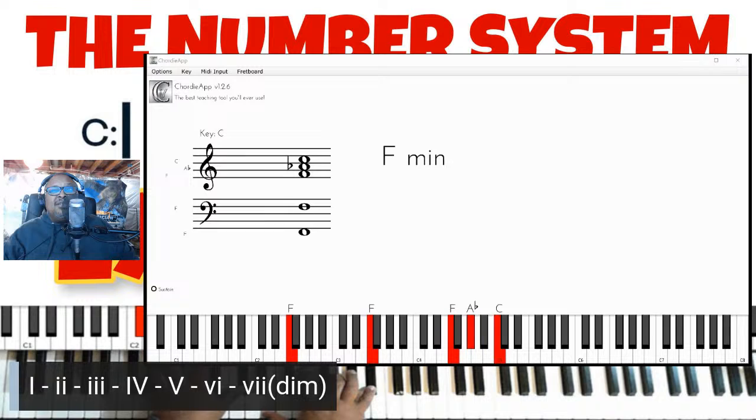Okay, so that's our 6, and then we only got one more number. So we have the 7. Now, like I said, none of this stuff is etched in stone. Before I even talk about the 7 real quick, let me just say this, and I should have said this at the very beginning. Nothing that I'm teaching you right now is etched in stone. Let me explain. That's the beauty of music, okay?